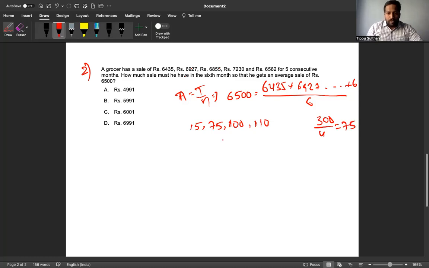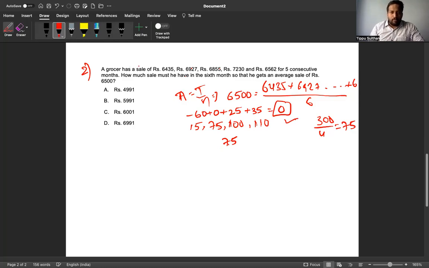So now 75 is the average. So the difference between these two is 0. Difference between these two is minus 60. Difference between these two is 25. And difference between these two is 35. So these are the differences with the average. If you take the sum of all the differences, it will lead to 0, which means if you take the average as a reference and sum all the differences among the numbers with the average, that leads to 0.